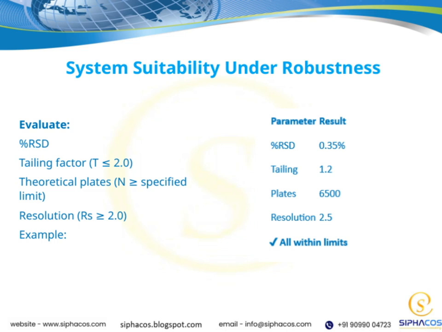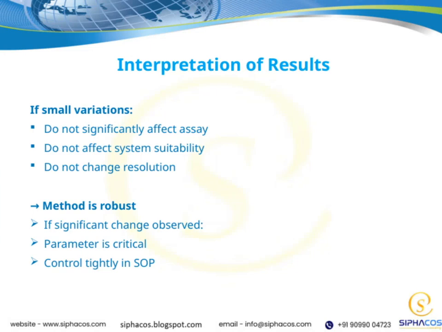Lastly, resolution Rs should be at least 2. This means our peaks are sufficiently separated, preventing overlap and ensuring accurate identification. To bring this all together, let's consider an example. If we measure these parameters and they meet all these criteria, we can confidently say our system is robust and suitable for reliable analysis.